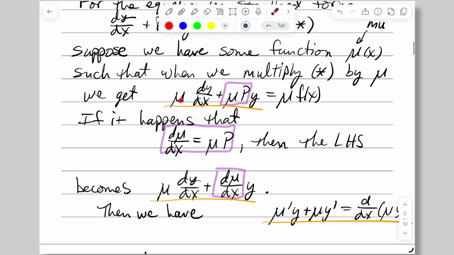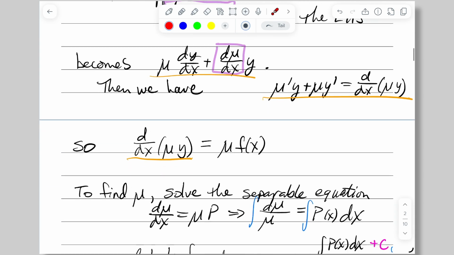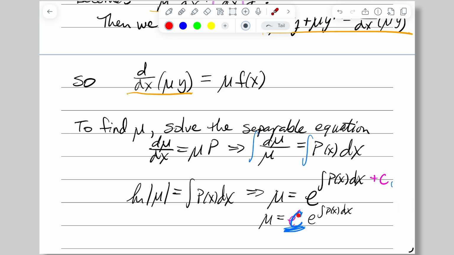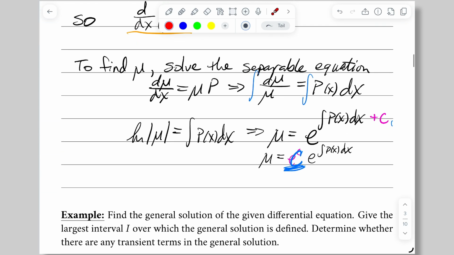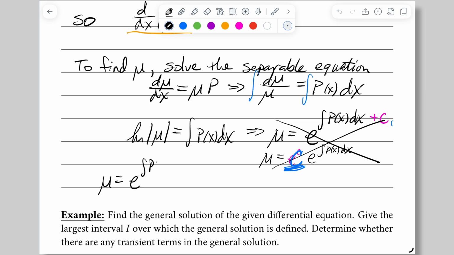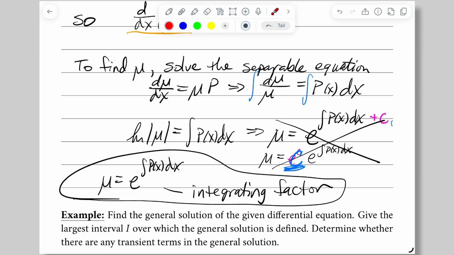We multiplied both sides by that mu. If there was a constant c inside of mu, we would have that constant in every single term. It would end up dividing out. Therefore, we actually don't need even the constant of integration in this case. And so we have that mu is equal to just that e to the integral of p of x dx, and that thing is called an integrating factor. And good news, we never need to use a constant of integration when we have an integrating factor.